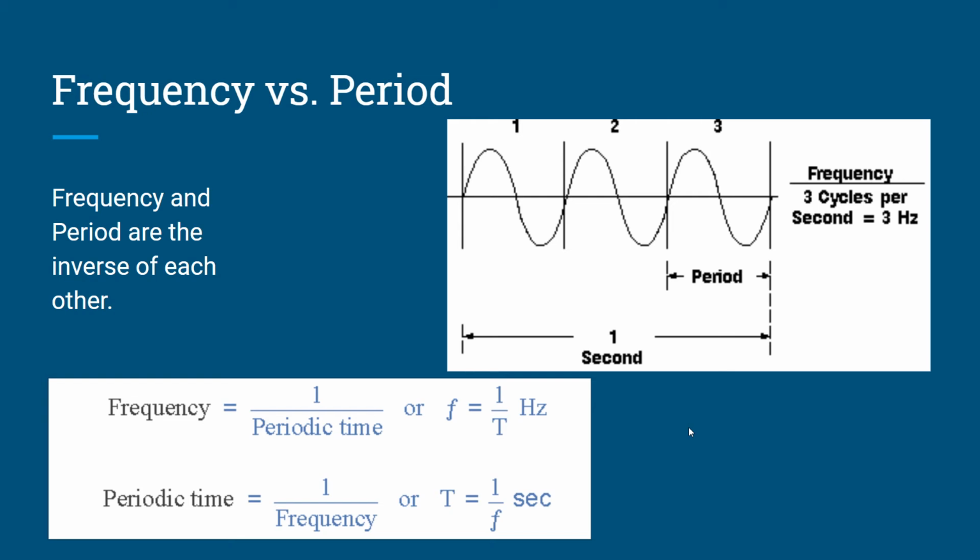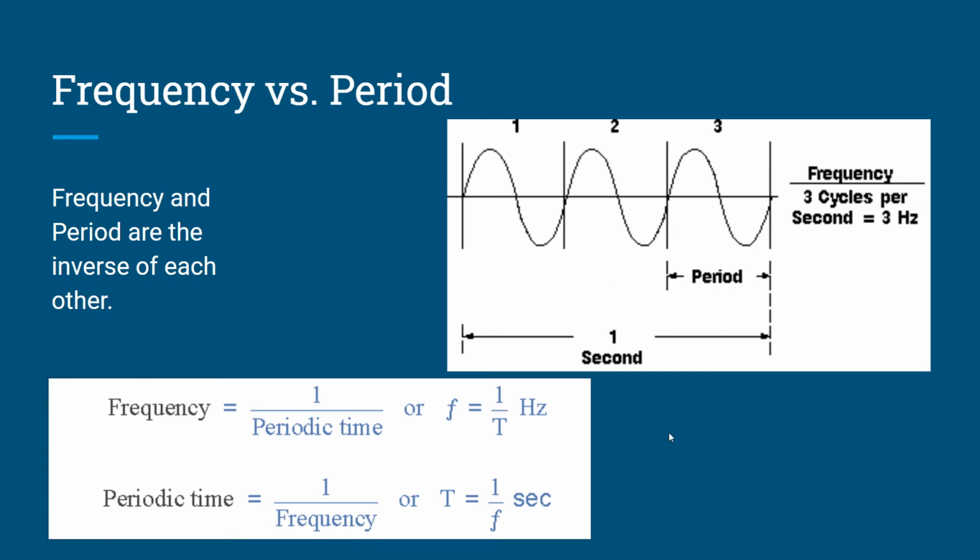It says frequency and period are inverse of each other. So in this case, the top example here says we have 3 wavelengths in a time of 1 second, so 3 cycles per second would be 3 hertz, and our period would be 1/3 of a second, because one wavelength goes in a third of a second.